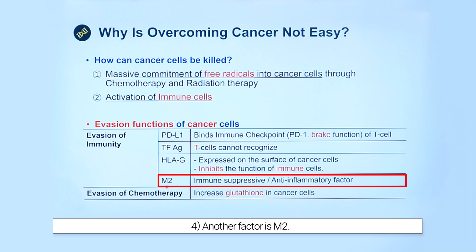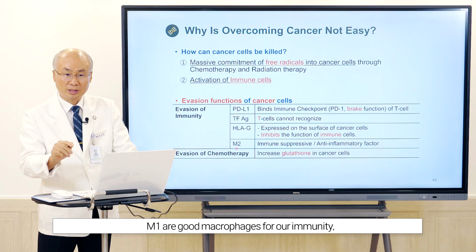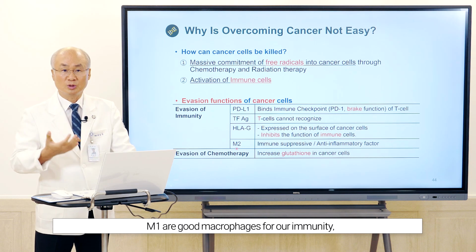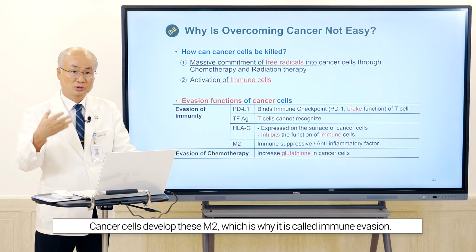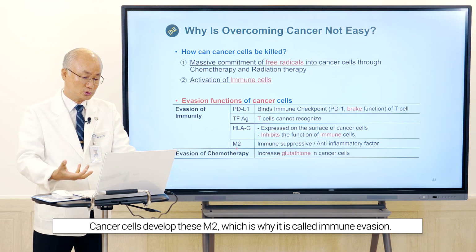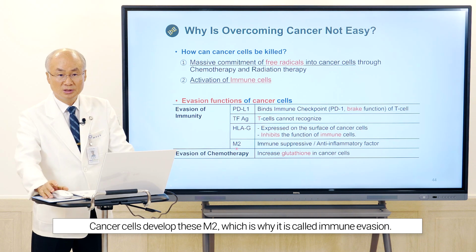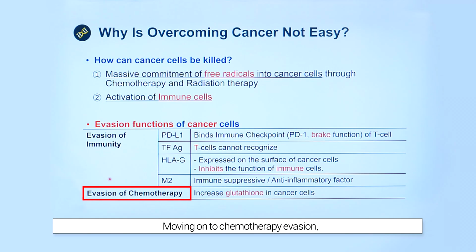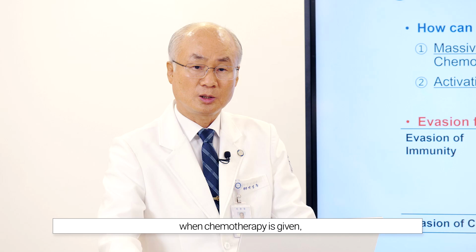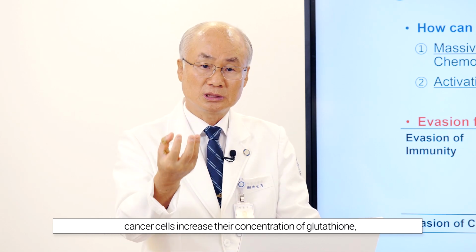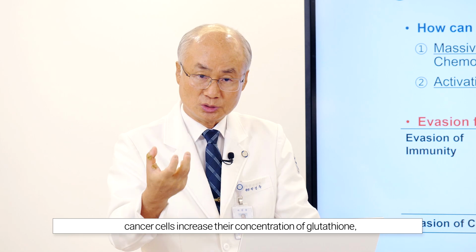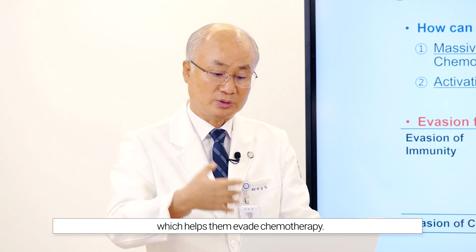Another one is M2. There are two kinds of macrophage, M2 and M1. M1 is good macrophage for our immunity, but M2 is good for cancers. So cancer cells develop the M2. That's why it is called immunity evasion. Another one is chemotherapy evasion. If we give chemotherapy, the cancer cell will increase the concentration of glutathione. That's why it will evade chemotherapy.